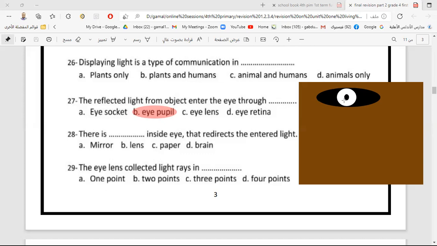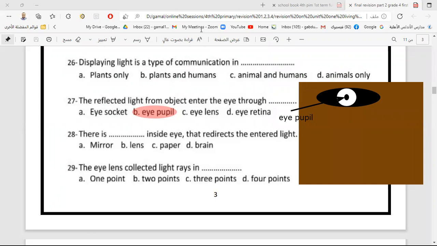The dark area in the middle of the eye, this is the eye pupil, in which the light entered to the eye. The light entered to the eye through the eye pupil. Do you know now the eye pupil? Yeah. Okay, my son? I will draw the eye by another way now.